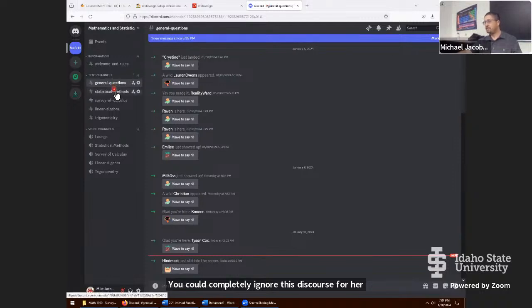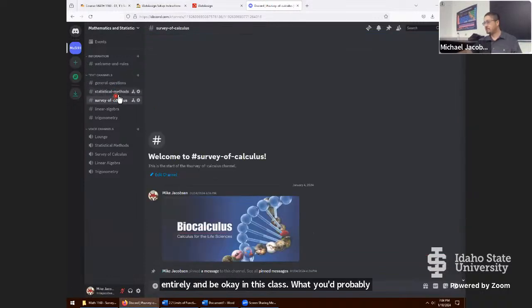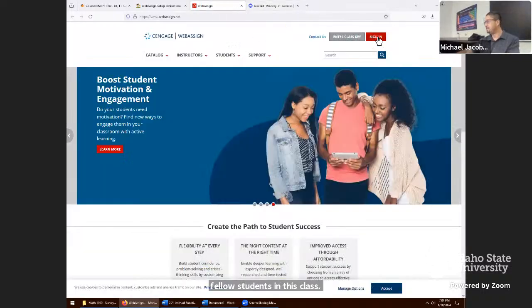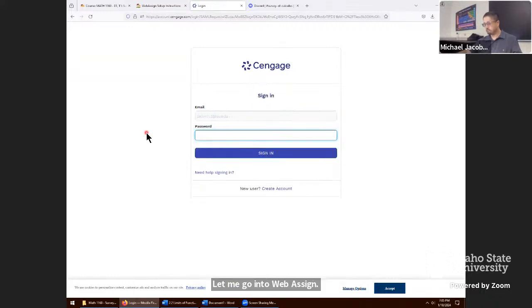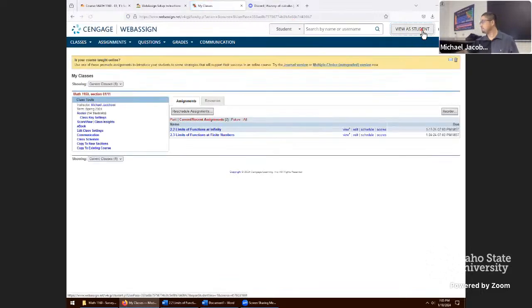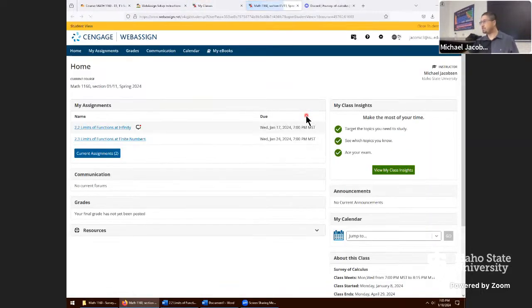What you'd probably do if you're using it is go down to Survey of Calculus, and you could just post a question and get answers from fellow students in this class. In fact, let's do that right now just to show what it could look like. Let me go into WebAssign. Okay, so logging into WebAssign, the student view would look about like this.